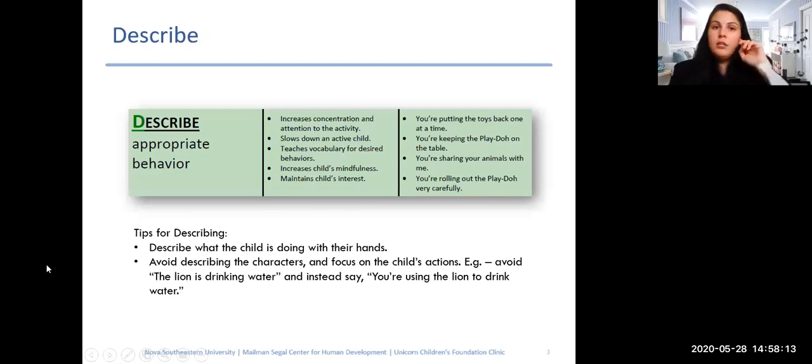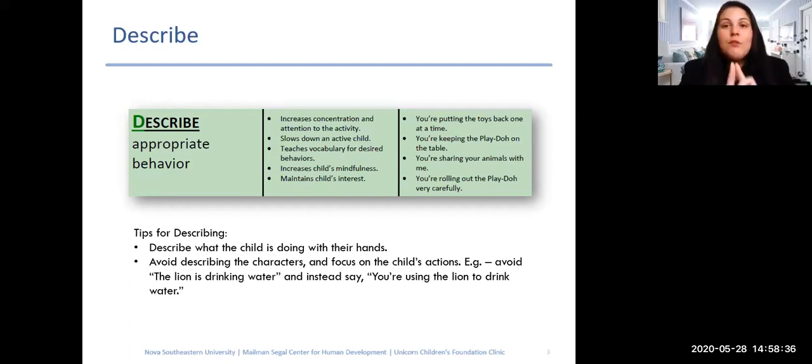Okay, so the next skill is describe. So here we're going to describe the appropriate behavior. And what does that look like? So when we describe the appropriate behavior, we're increasing the concentration and the attention to the activity, right? So we're really describing what is it that the child is doing with their hands. What do we see them doing?